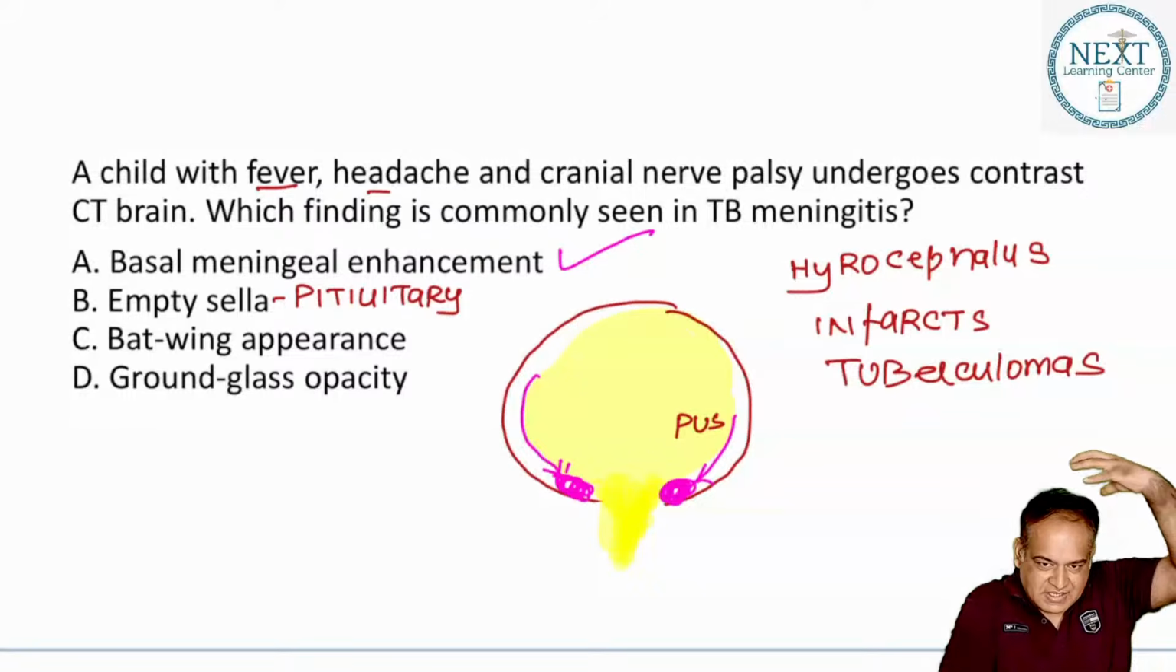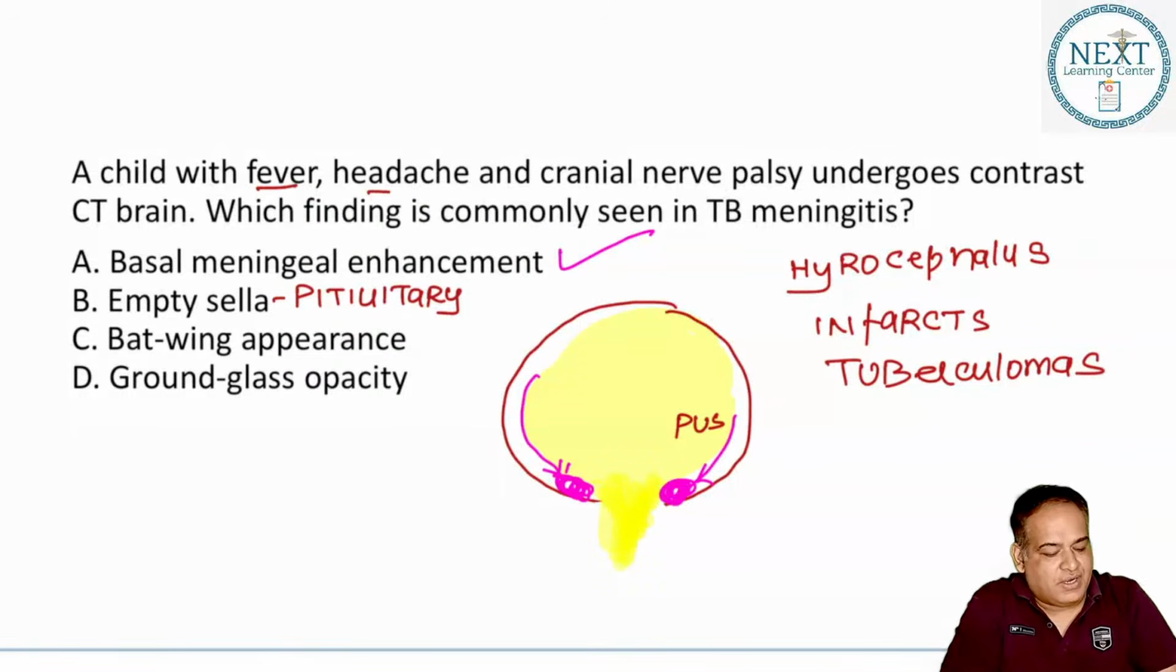Now empty sella. When the pituitary gland is destroyed, the sella turcica is filled with CSF. Right? So when the pituitary gland is destroyed, what do we get to see? We get to see the empty sella sign.